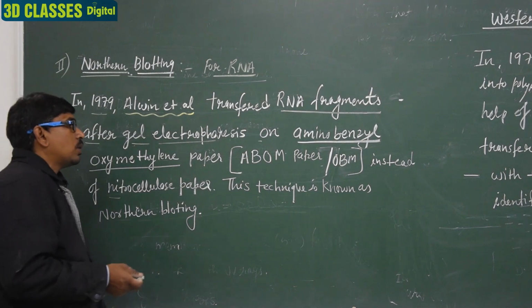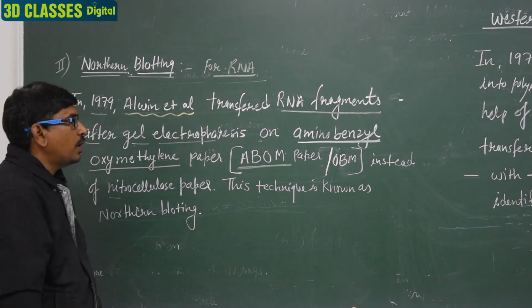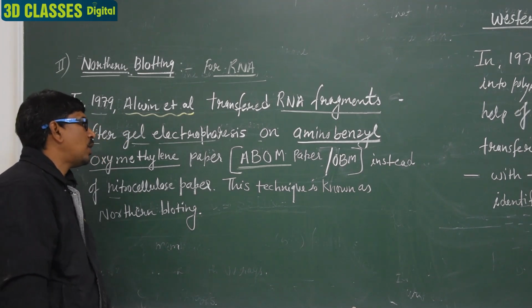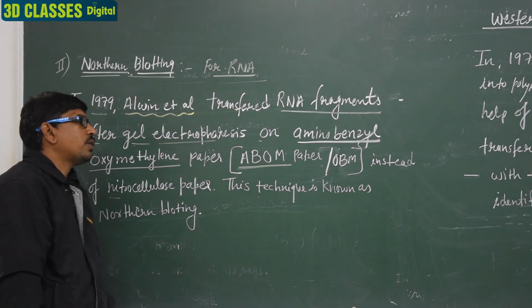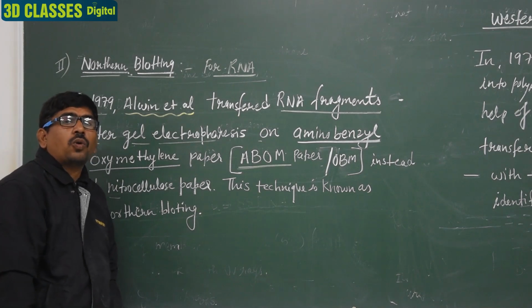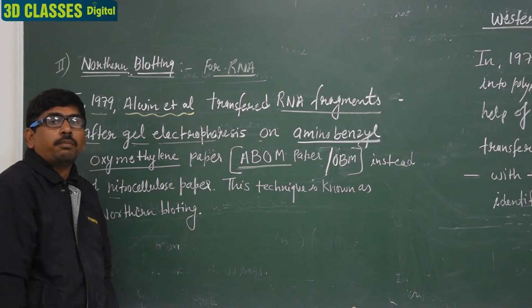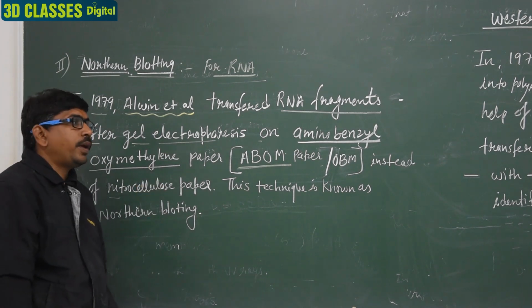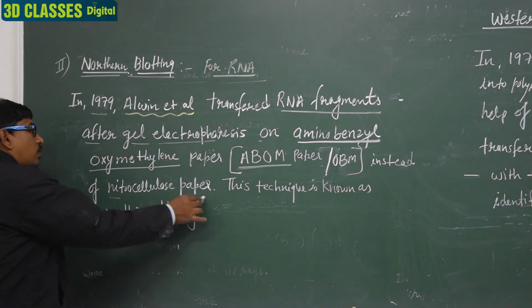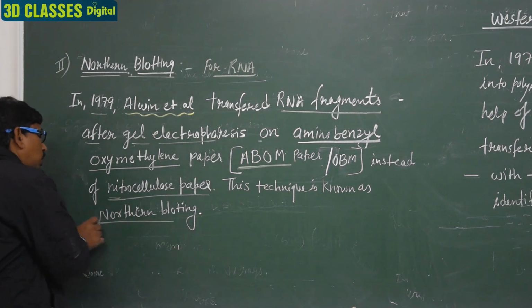Clear? So the name is ABM paper: A for amino, B for benzyl, O for oxymethyl paper. It is also known as DBM. In your book it is given as DBM paper. DBM means diazobenzyloxymethyl blotting membrane: O for oxymethyl, B for blotting, M for membrane, used instead of the nitrocellulose paper. And this technique is known as northern blotting.